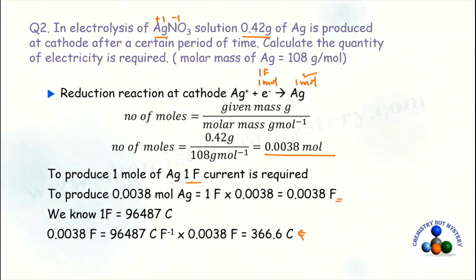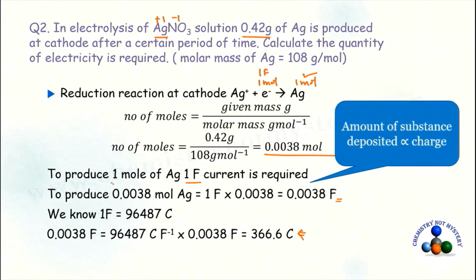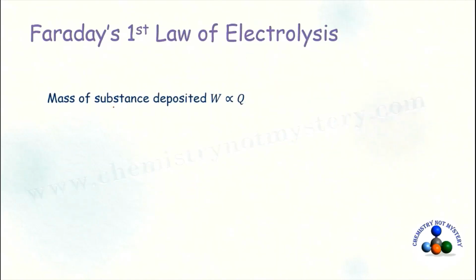So here you have observed that when we pass 1 Faraday of current, 1 mole of Ag is produced, and when we pass 0.0038 Faraday of current, 0.0038 mole of Ag is produced. It means the amount of substance deposited is directly proportional to the charge. When we increase the charge, the amount of substance deposited will also increase, and if we decrease the charge, the amount deposited will also decrease. So this is the first law of Faraday. Mass of substance deposited W will be directly proportional to the amount of charge passed through the electrolyte.